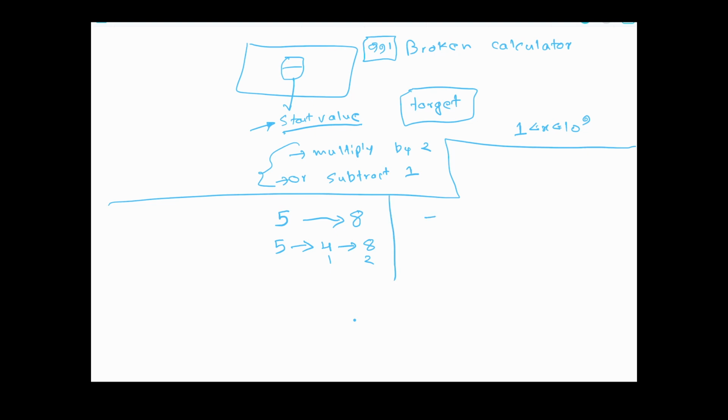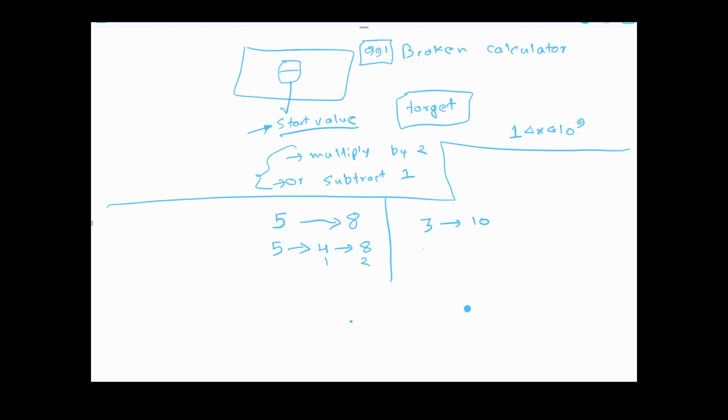Similarly, another example, 3 to 10, how many steps do we need to reach 10? There are multiple ways we can go, but what is the most optimal way to reach 10 from 3? But how do we know when to subtract? One approach is that we could just keep multiplying until it doesn't exceed the value, and then we start subtracting, right? But that will not be optimal.